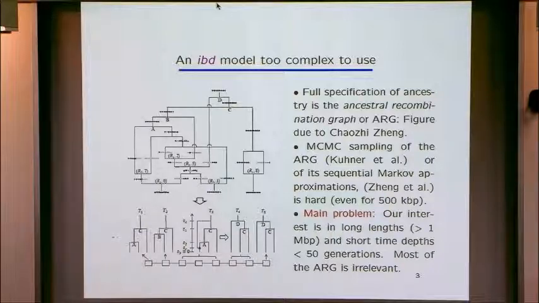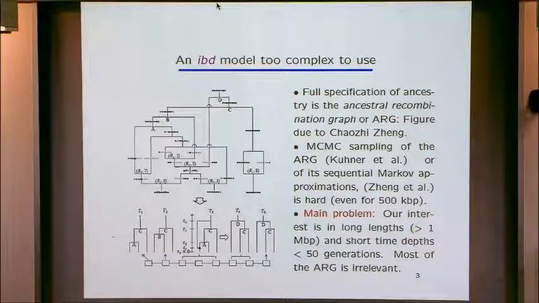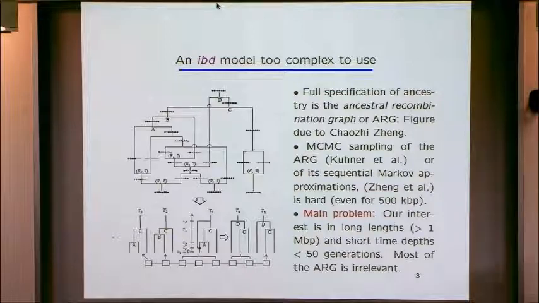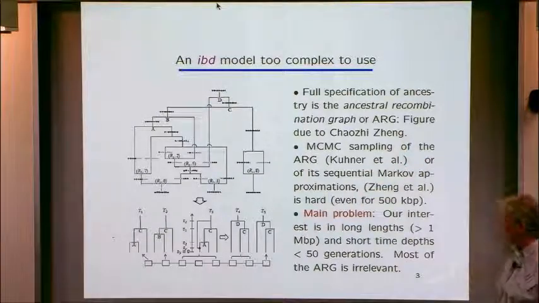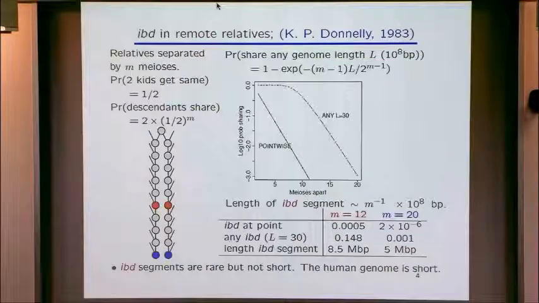But that's far shorter than the segments I want to look at, because I'm interested in fairly recent identity by descent over the last maybe 50 generations, maybe going up to 100 generations. I'm therefore interested in segments of the genome that are millions of base pairs long. And most of the ancestral recombination graph, as we know, is that deep history, and really that's irrelevant to what we want to look at. Emphasizing again that what we're interested in are these long segments of recent descent, the same idea presented by Itzik yesterday.